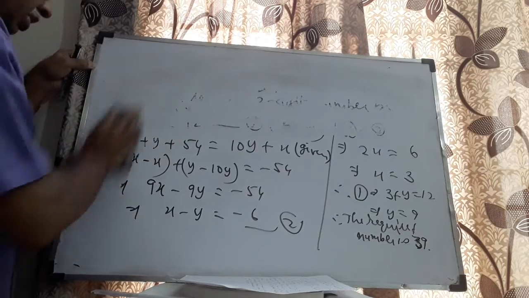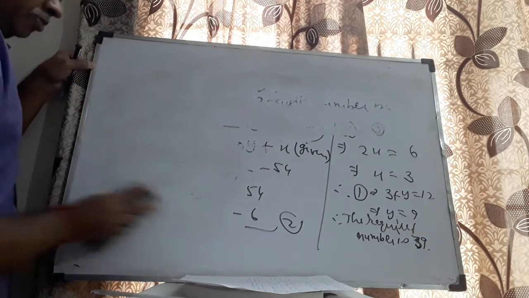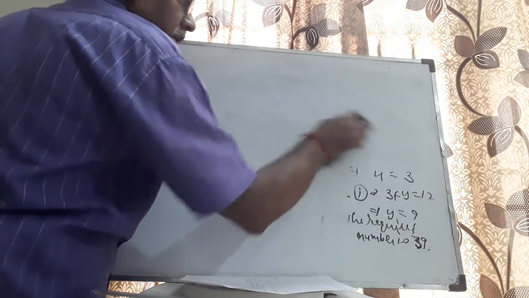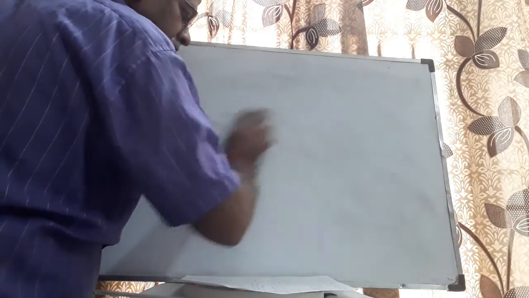The answer is 39. It is not 93. Listen carefully. Tens place is 3, units place is 9, the number becomes 39. You have to be very careful in writing the answer also. You shouldn't be in a hurry and you shouldn't write it as 93. Okay, next sum, second sum.